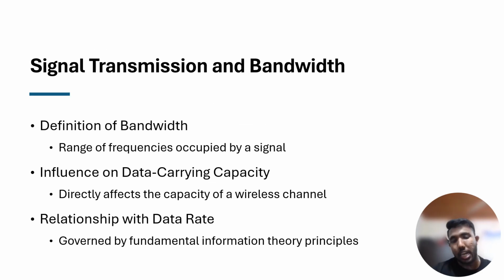Signal transmission and bandwidth. Bandwidth in wireless communication refers to the range of frequencies a signal occupies, directly affects the data carrying capacity of a wireless channel, and its relationship with data rate is governed by a fundamental information theory principle. We'll move on to the next slide.